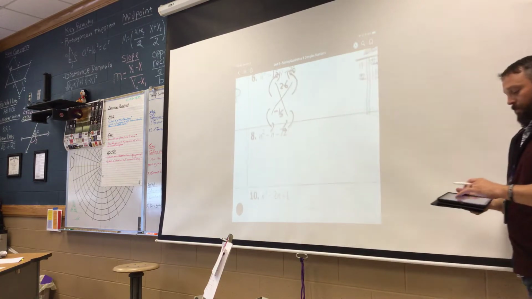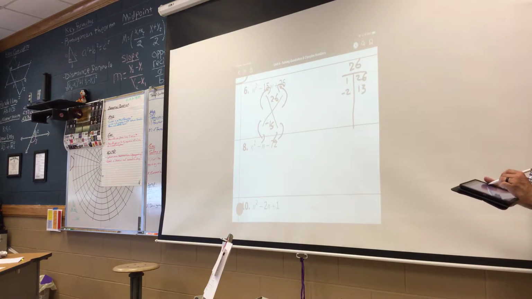So that's where we messed up, because we figured that out, but then I did 13 minus 2, and that didn't get it right. It's going to be negative 15.